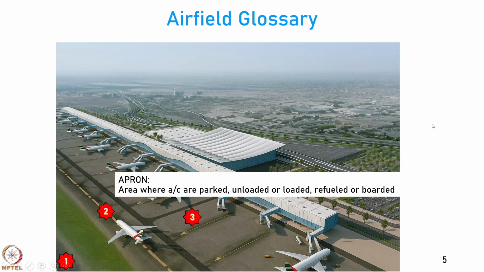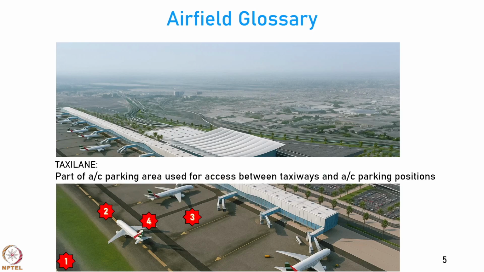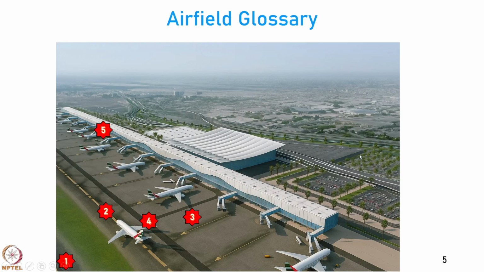Then we have the apron, or area where the aircraft are parked, unloaded or loaded. That is also the place where they are refueled and where the passengers board the aircraft. Then we have the taxi lane, which is a part of the aircraft parking area which is used for access between taxiways and aircraft parking positions.